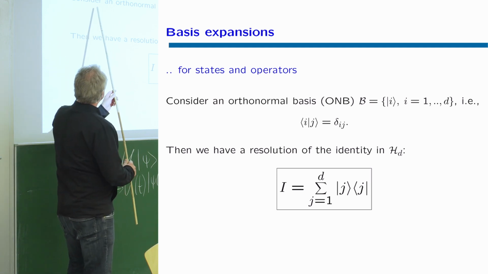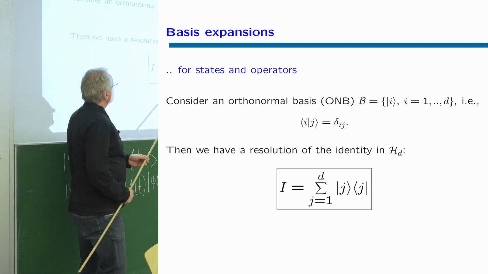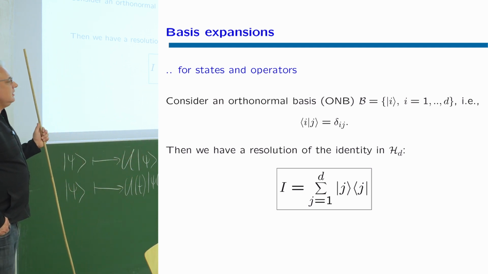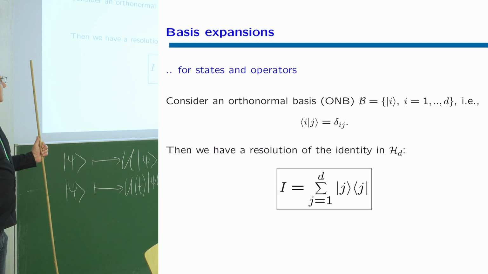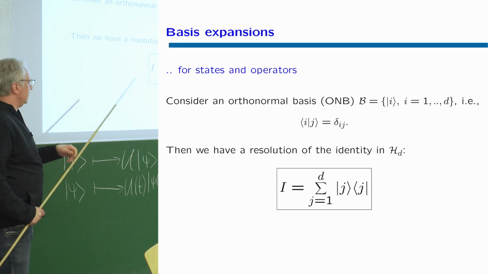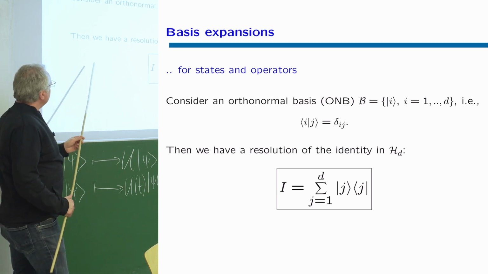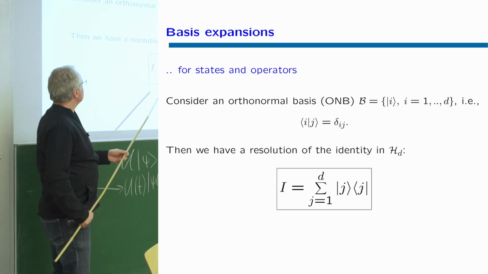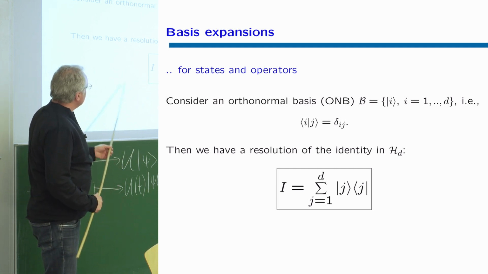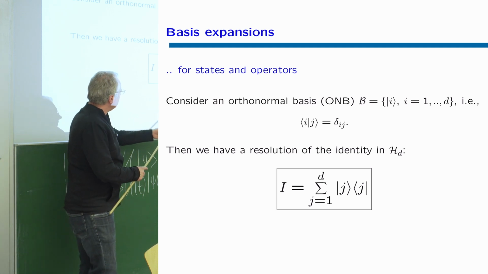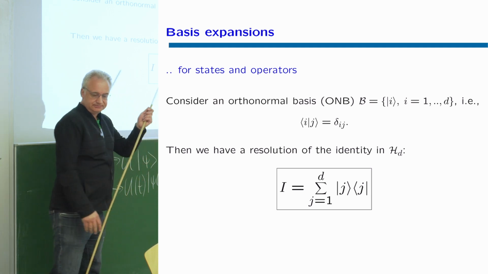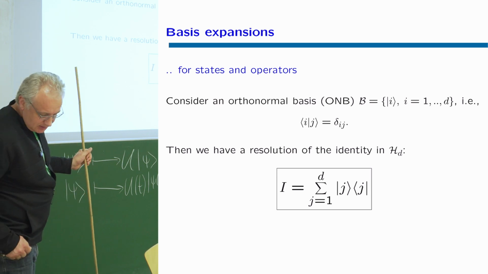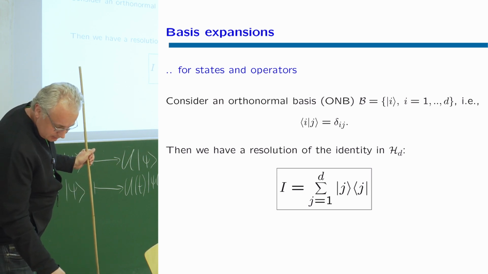So we consider some orthonormal basis. Orthonormality is all that we require for now, and it could be any orthonormal basis. It could be the eigenbasis of some observable. We don't specify, it could be any. And then we have a way to write the identity operator on that Hilbert space. We write it as a sum over projectors of states in that basis. Okay, and that property we will use momentarily.